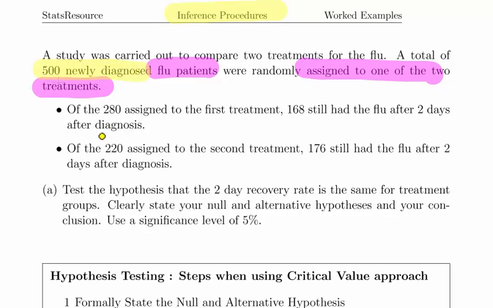500 newly diagnosed flu patients were randomly assigned to one of the two treatment groups. Some were assigned to treatment group 1 and some were assigned to treatment group 2. So what we're asked to do is test that the 2-day recovery rate is the same for both groups. Clearly state your null and alternative hypothesis and your conclusion. Use a significance level of 5%.